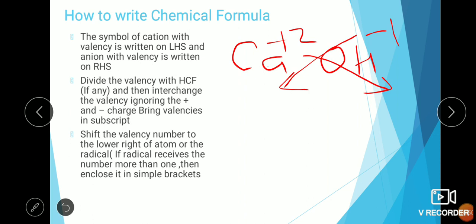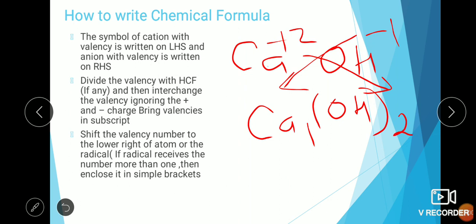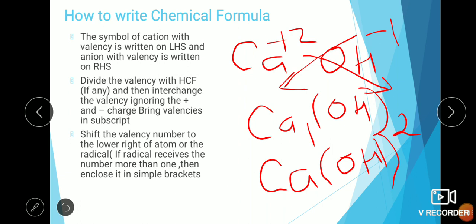So how should we write this? What we'll do is write calcium, take the 1 without the plus sign, and OH should be written in a bracket, and outside the bracket you should write 2. This 2 outside the bracket indicates that it is applicable for both oxygen and hydrogen. So the chemical formula of calcium hydroxide will be Ca(OH)2.